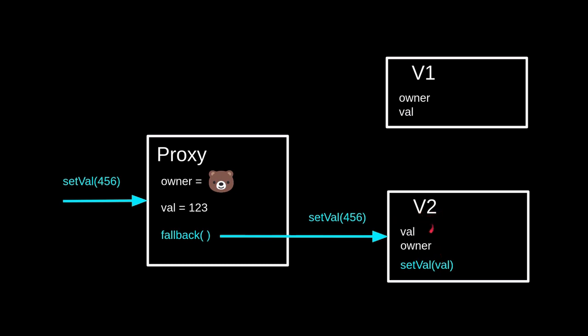Now inside B2, since bow is the first state variable, it would try to update this first state variable to 456. Again, using delegate call, we're actually updating the state variable of the proxy contract. So instead of setting bow to 456, it updates the first state variable, which is owner, and it sets owner to 456. This is not what we want it to do.